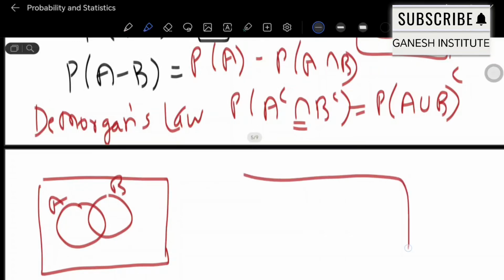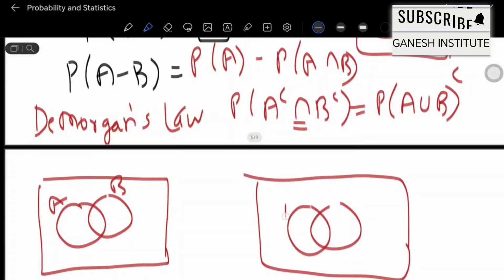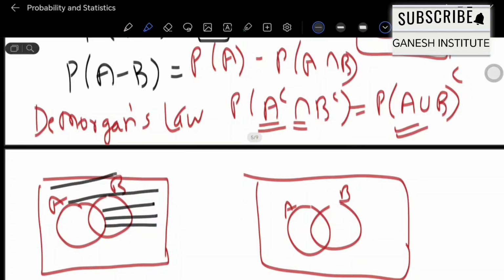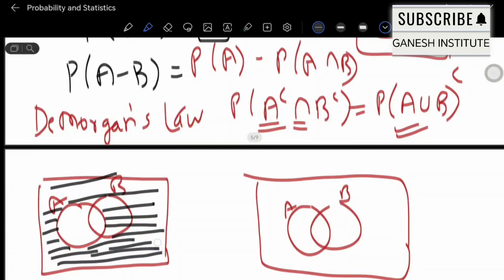So I have made these two Venn diagrams to see whether these two conditions are true or not. So A complement, that is not A. So this is the one, not A. Anything but not A. B complement is not B. So that means not B. And you want to have the intersection.